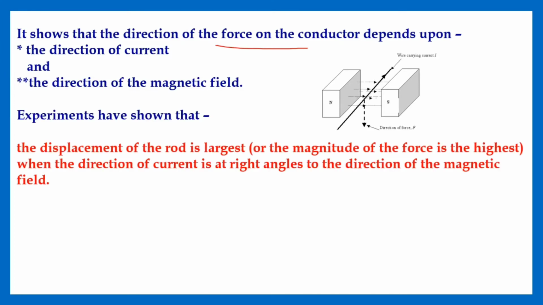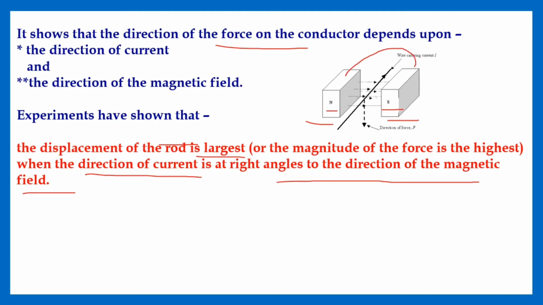The displacement of the rod is the largest when the direction of current is at right angles to the direction of magnetic field. Let me explain it. In the picture you can see that there are two magnets, magnet 1 and magnet 2. This is the north pole of the first magnet, and that is the south pole of the second magnet. If it is a horseshoe magnet, the shape would be like that, but it doesn't make any difference. The north pole is here and the south pole is here.